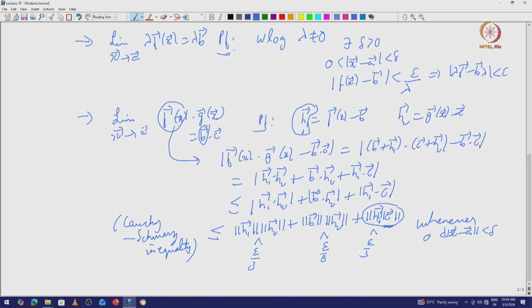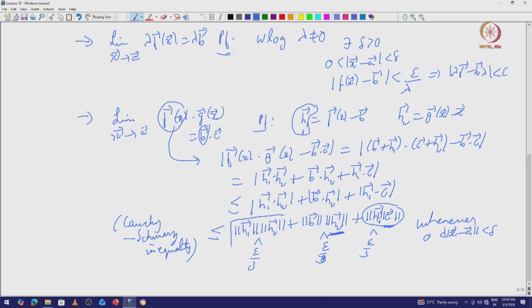Likewise, you can shrink delta. You can make it even smaller if necessary, so that this h2, this error, is less than epsilon divided by 3 norm of b. Again, if norm of b is 0, that's even better, because then this will be 0 anyway.